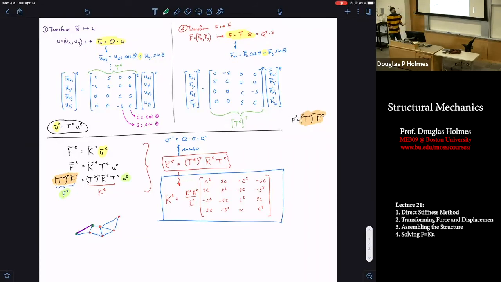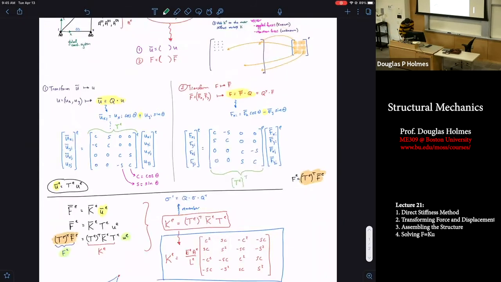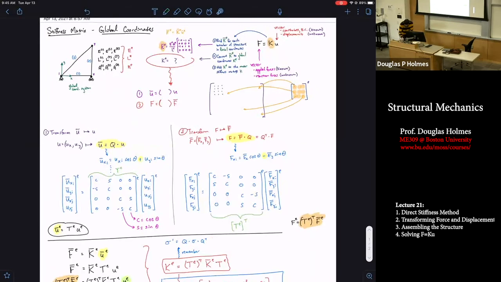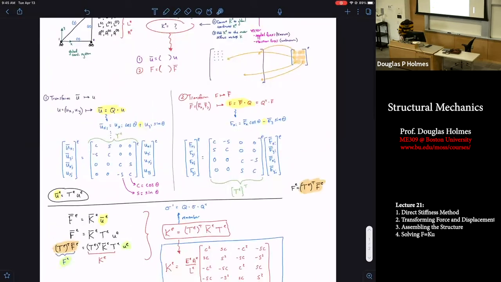And once we have that, then we're in the position of saying, I calculated this. Where do I put these values, like I drew up here? Where do I put these values in the master stiffness matrix of my entire structure? Okay, questions?